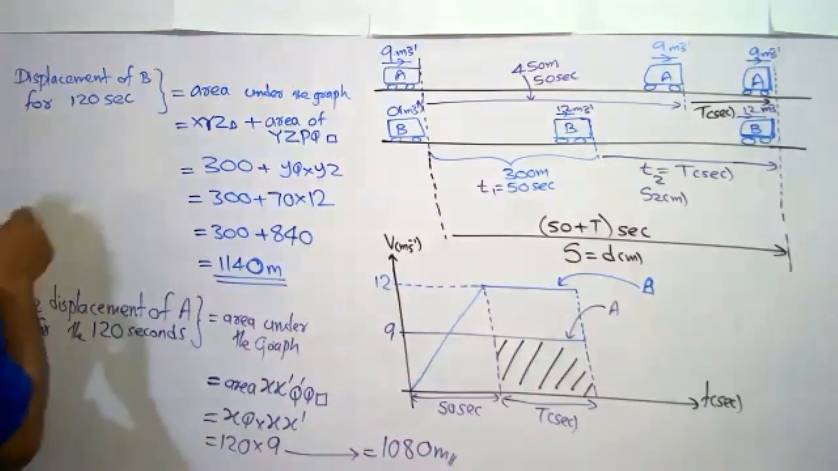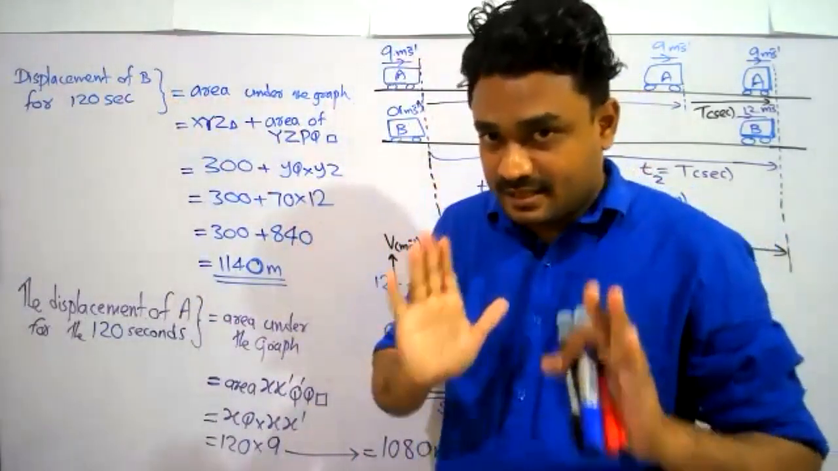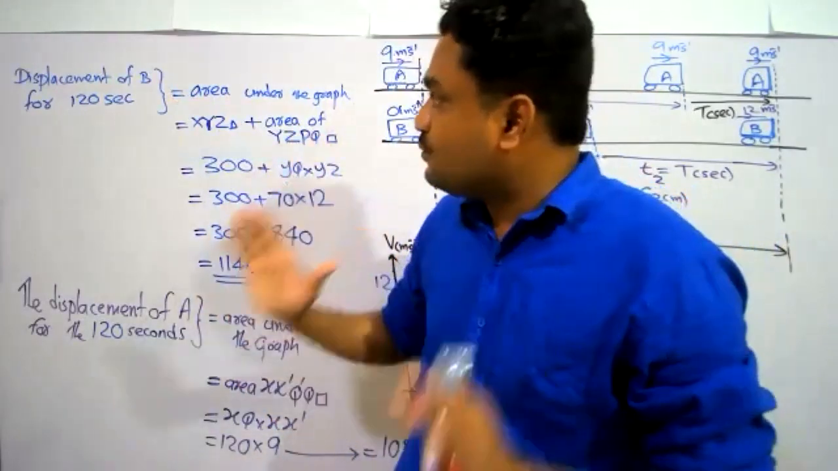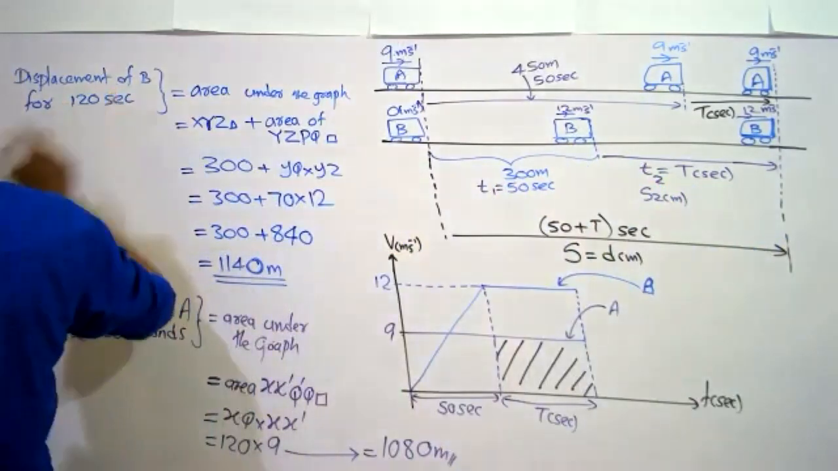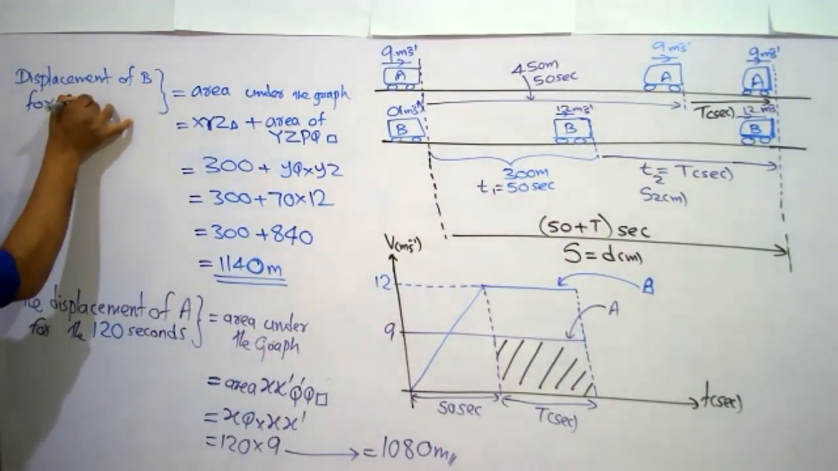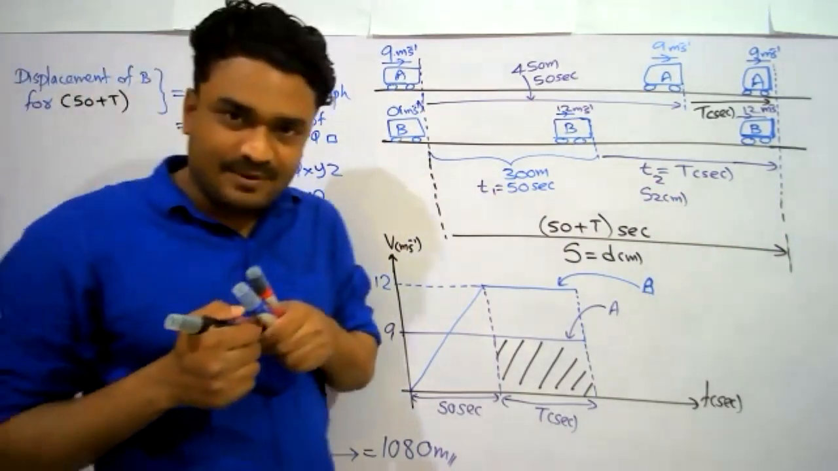Now I'm going to explain the two statements. Listen to me, don't write anything. This is what you really want to do in the exam. I want to find the displacement of B for, look at the board, 50 plus capital T seconds. 50 plus capital T seconds.